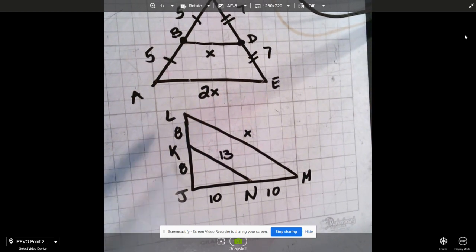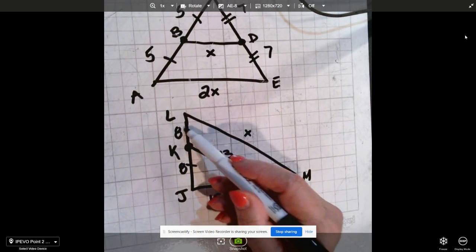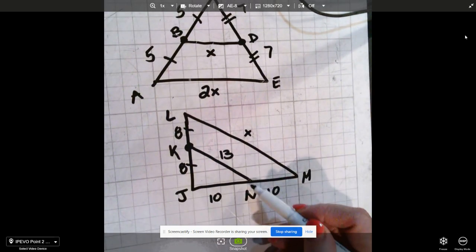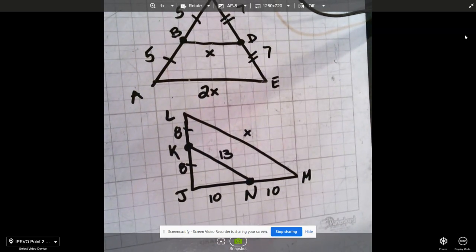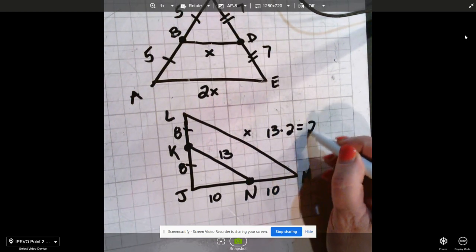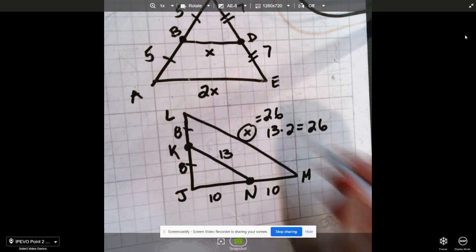Well, the first thing you notice is that this segment and this segment are the same. So that means K must be the midpoint. And this segment and this segment are the same, which means N must be the midpoint. If that's true, this long side has to be 2 times the short side. Well, if I take 13 times 2, that would be 26. So I know X has to equal 26.